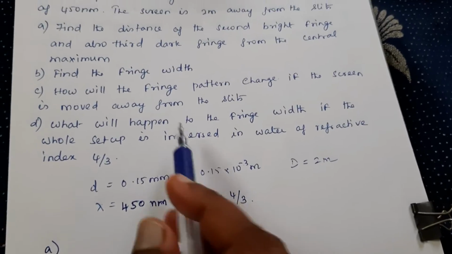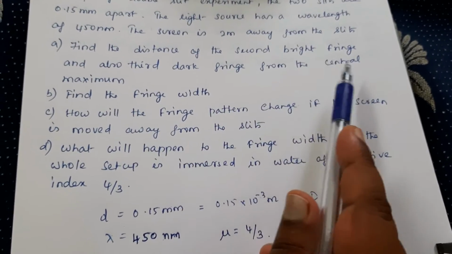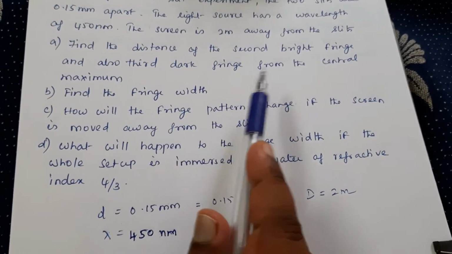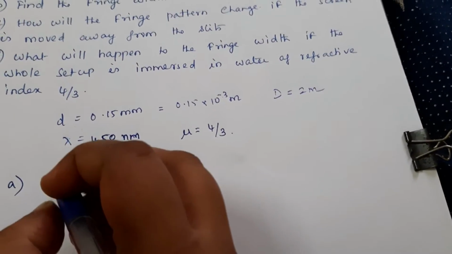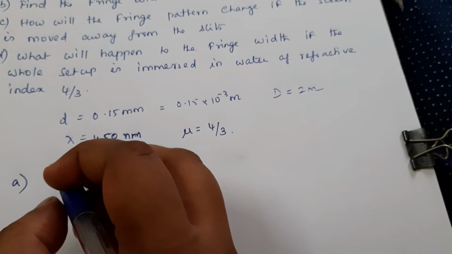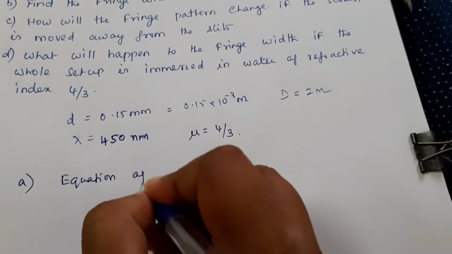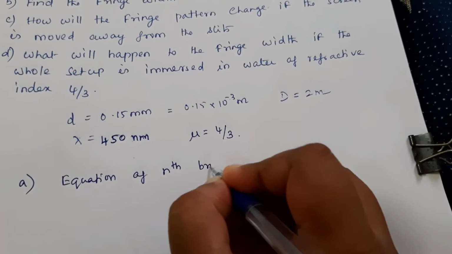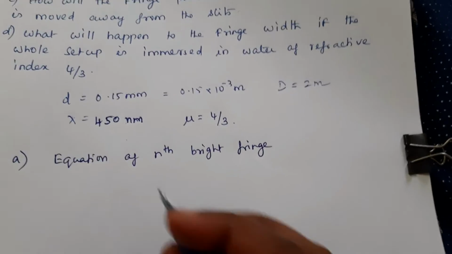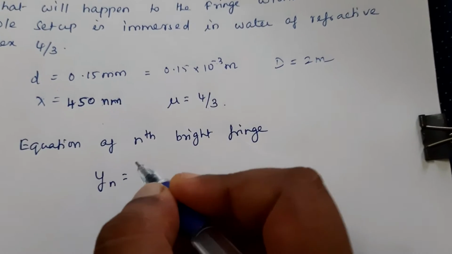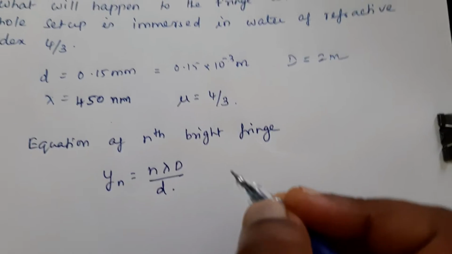A is equal to: find the distance of the second bright fringe and also third dark fringe from the central maximum. Now we'll write the equation of the nth bright fringe. So what is the equation of nth bright fringe? We can write it as yn is equal to n lambda D by d.